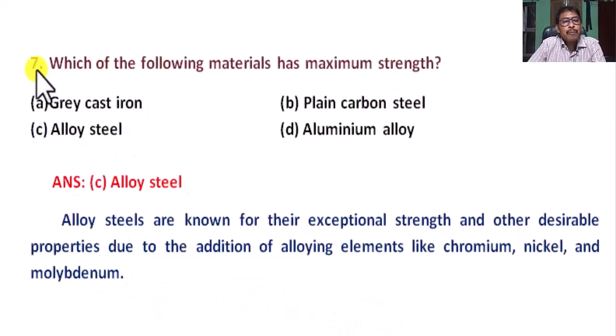Okay. Question number 7. Which of the following materials has maximum strength? Option A, grey cast iron; option B, plain carbon steel; option C, alloy steel; option D, aluminum alloy. Correct answer is option C, alloy steel. Alloy steels are known for their exceptional strength and other desirable properties due to the addition of alloying elements like chromium, nickel and molybdenum.